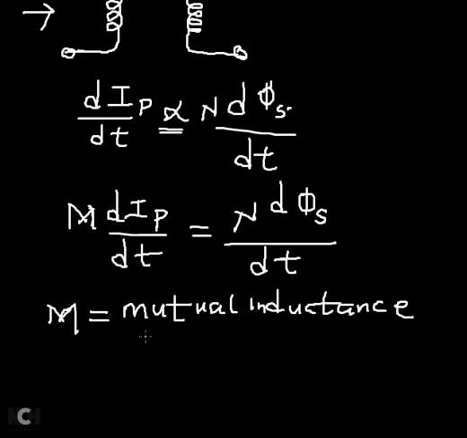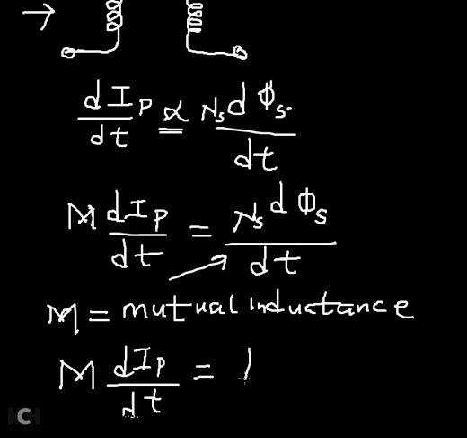So invariably now, you know very well that from Faraday's law, the N here is the number of turns of the secondary coil. So the change in flux of the secondary with time, multiplied by the number of turns of the secondary, is going to be the EMF of the secondary. So I can simply say that for mutual inductance, M multiplied by the change in the current of the primary with respect to time is equal to the EMF that is actually induced at the secondary.